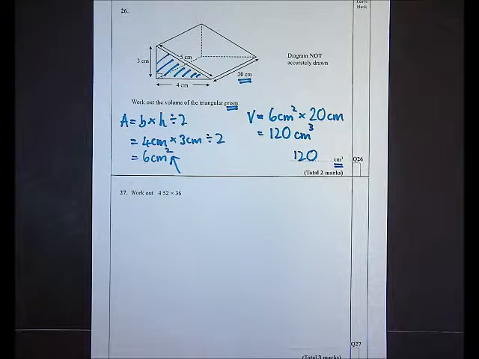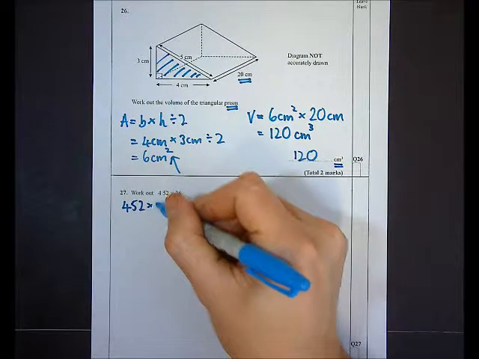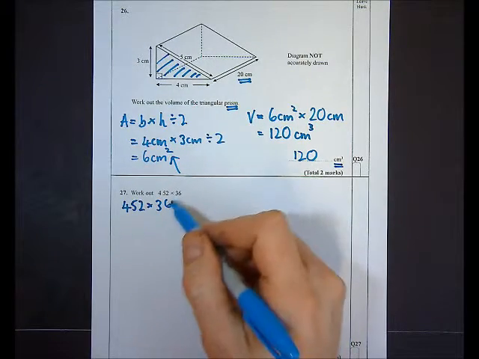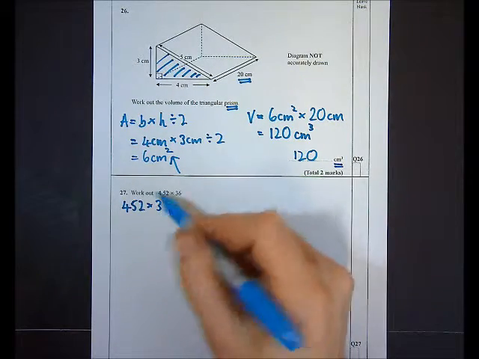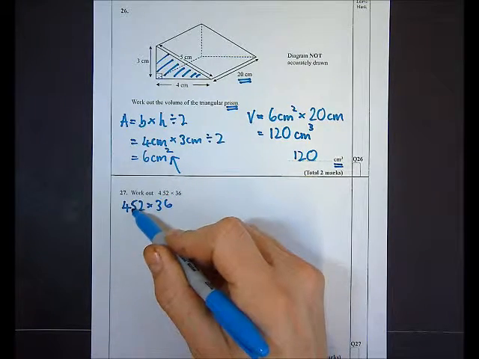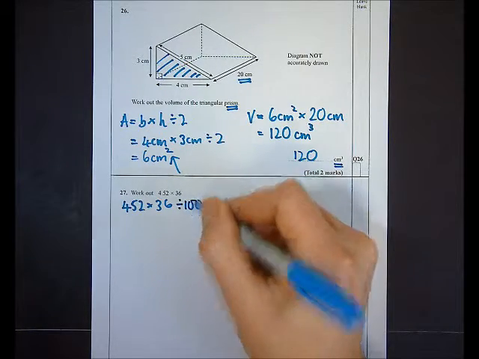On question 27, I'm asked to work out 4.52 times 36. Now, a variety of ways to do this. What I'm going to do is work out 452 times 36. And then I'm going to realise that that answer is going to be larger than what I need. And specifically, it's going to be 100 times larger because I've multiplied 4.52 by 100 to get 452. So I'm going to have to divide my answer by 100.